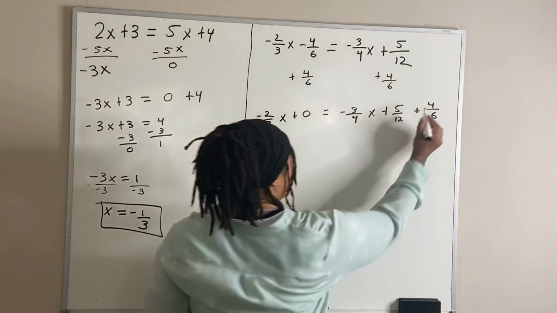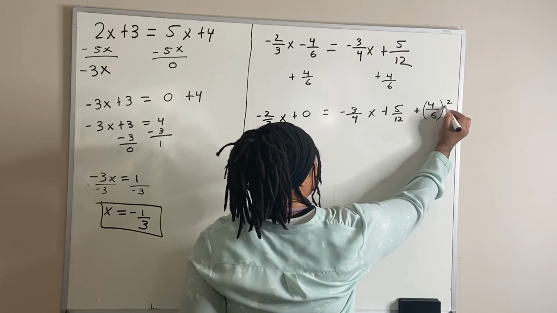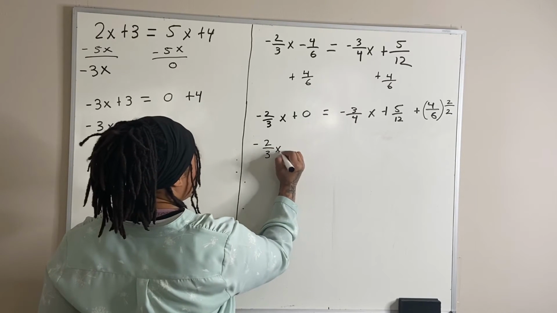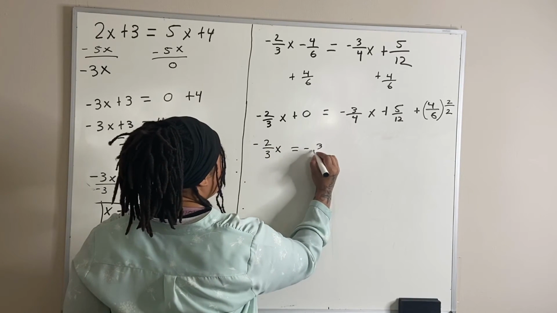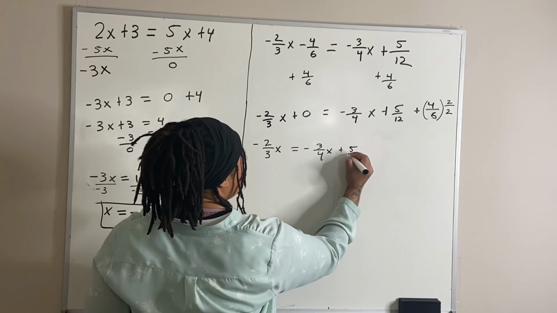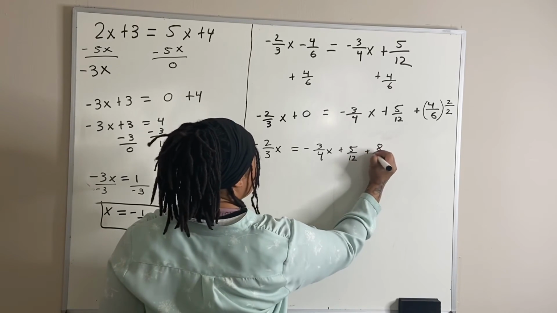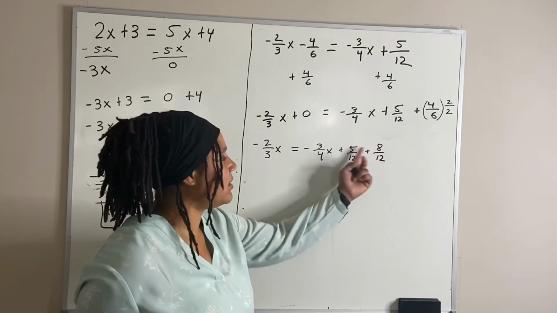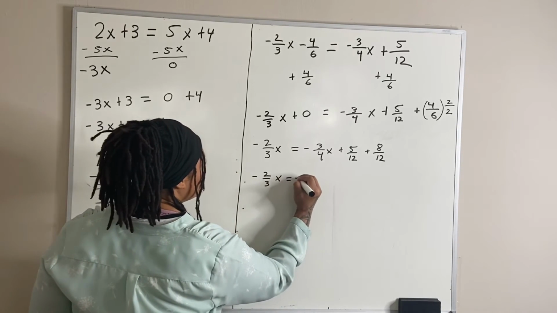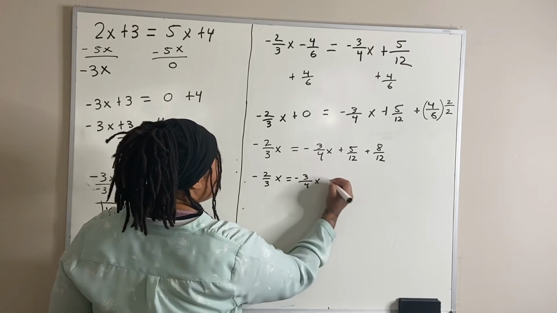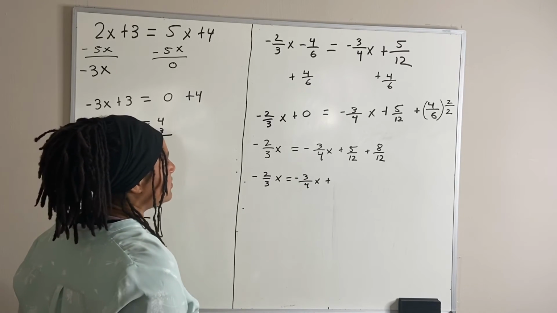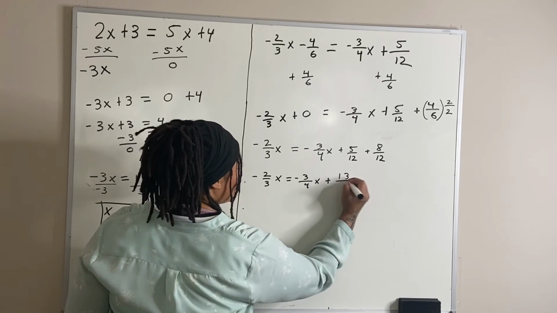So if I were to go ahead and multiply the denominator and the numerator by a 2, we're going to get negative 2/3 x is equal to negative 3/4x plus 5/12 plus 8/12. Now I can go ahead and combine the numerator. So I'm just going to rewrite it. Negative 2/3 x is equal to negative 3/4x plus 8, 9, 10, let's see, 8, 9, 10, 11, 12, 13. So that's going to give us 13/12.